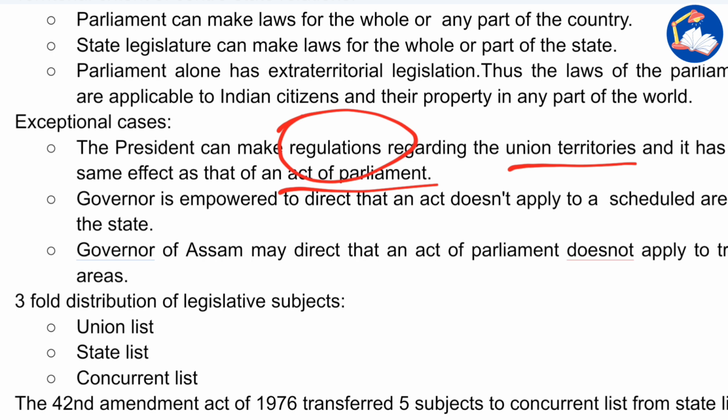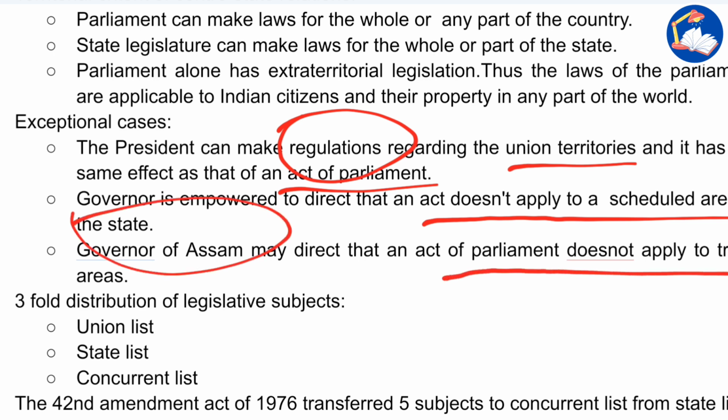Okay. The Governor is empowered to direct that an act does not apply to a scheduled area in a state. For example, the Governor of Assam may direct that an act of Parliament does not apply to tribal areas.